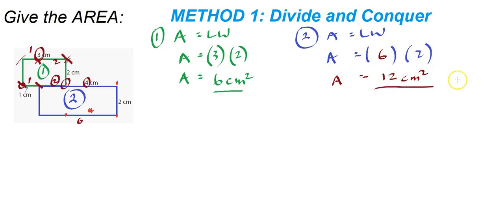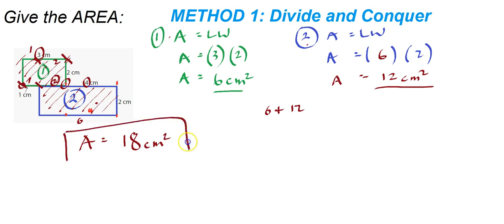So as I said to you, if I have the area of rectangle number 1 and rectangle number 2 and I add them together, I will end up with the area of the entire compound shape. Right, so let's do that. 6 plus 12. So the area of this compound shape is 18 centimeters squared. So that's how to do it using the method I've called divide and conquer. I've just conquered it because I've given the area of 18 centimeters squared.